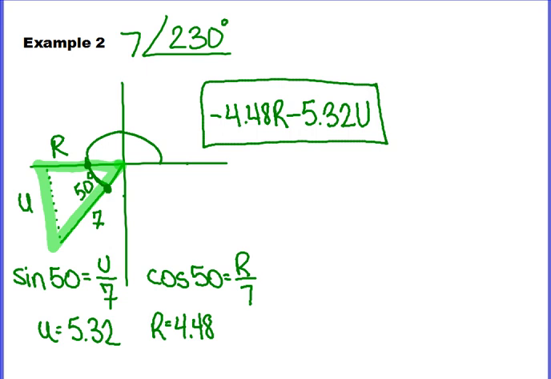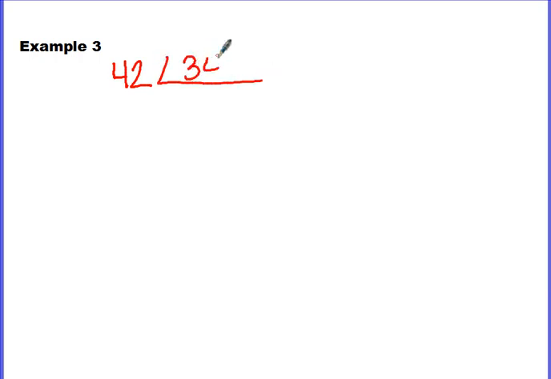All right. This next example, I would like for you to try on your own tonight. We have a vector of 42 with an angle of 340 degrees. So go ahead and try that example on your own, and we will check it tomorrow.